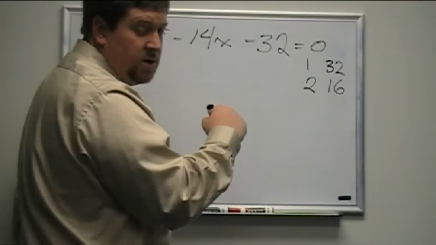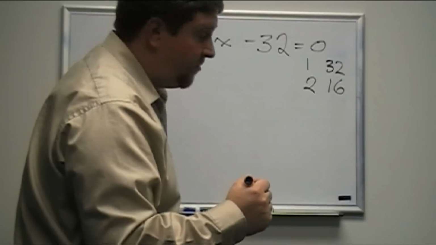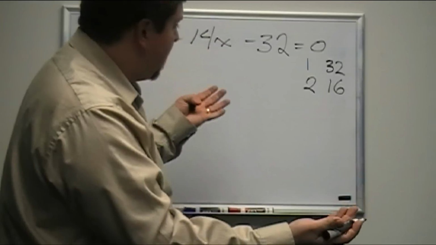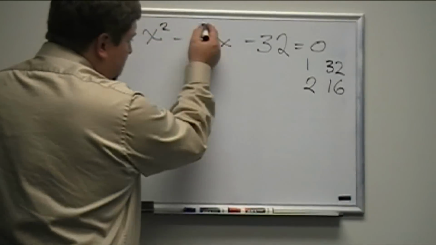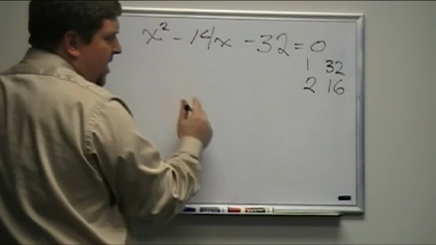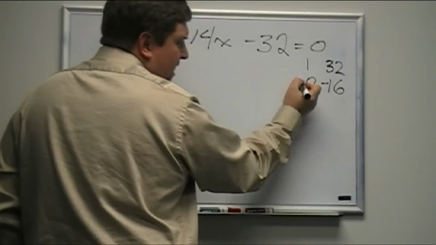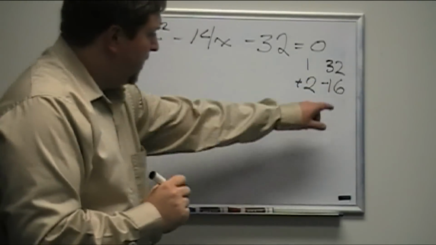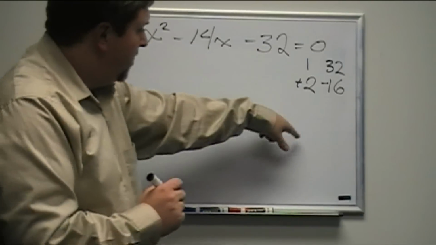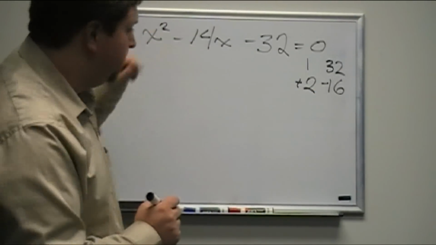Now this is a negative 32. So one of these is positive and one of them is negative. The only way to multiply to get a negative is a positive and a negative. This is also negative. So when I combine these, the larger number has to be negative. This is a negative 16 and a positive 2. Negative 16 times positive 2, negative 32. Negative 16 plus 2, negative 14.